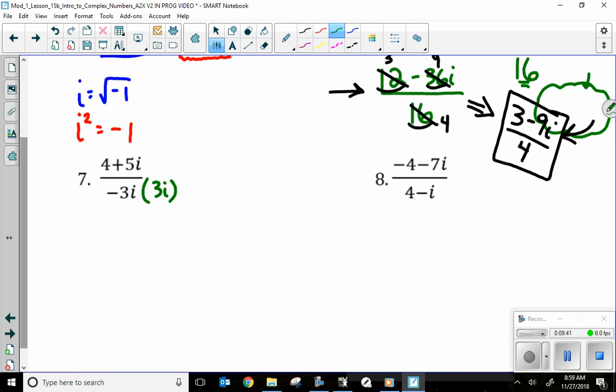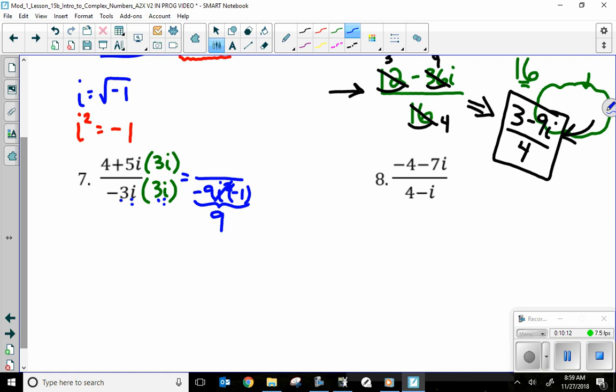And what I do to the bottom, I have to do to the top. So let's get started, shall we? Let's multiply these denominators together. Negative 3 times positive 3 is negative 9. I times I is I squared. And we know I squared is negative 1. So negative 9 times negative 1 gives me a positive 9 on the bottom.